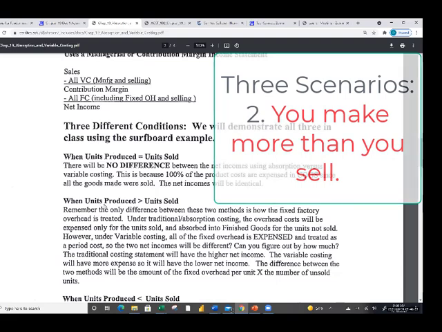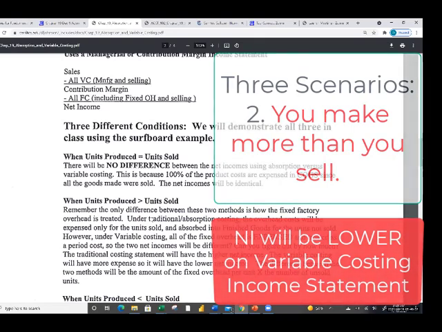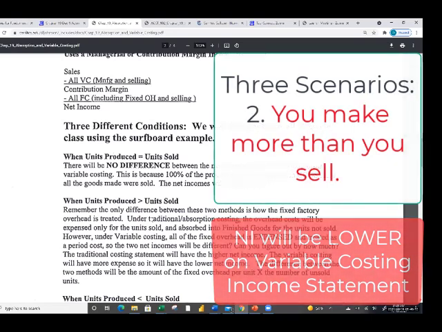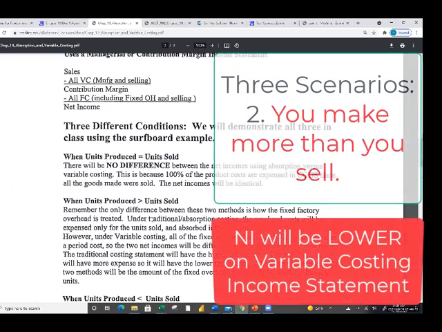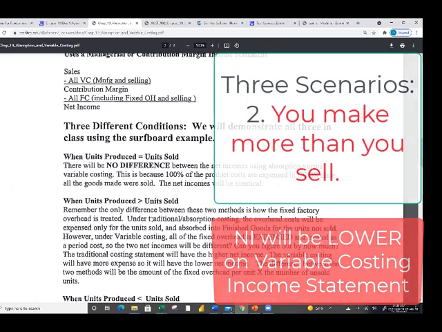Okay, remember what's going to happen on these two income statements. And this is probably time number 4 or 5. The only difference between these two methods is how the fixed overhead is treated. So if we make more units than we sell, cost of goods sold is only going to have a partial expense, only those 8,000 units that we sold. The rest of that cost is going to be on the balance sheet. However, on the variable costing side, this is the new one, 100% of those units that we made, as far as the fixed overhead cost goes, is going to be expensed.